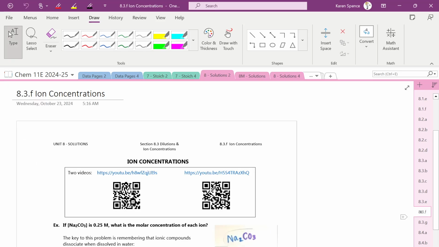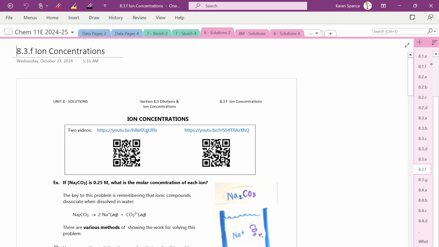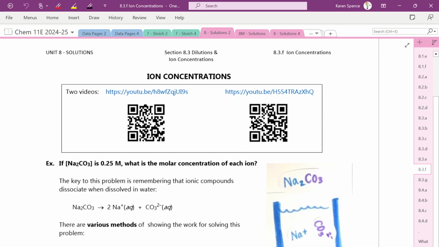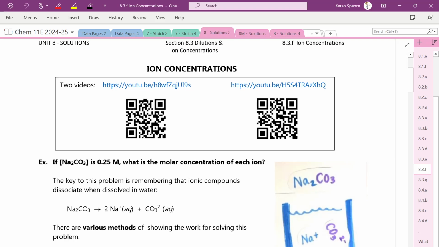Here we are, ion concentrations. I asked this morning's block if they had looked at ion concentrations. It was for homework at some point, but I feel like maybe nobody did it. Wasn't there another one? There were a couple of questions about ion concentrations. We're just going to go over this to show you how to show the work. This is super easy. You've done stoichiometry, you can do this, okay?